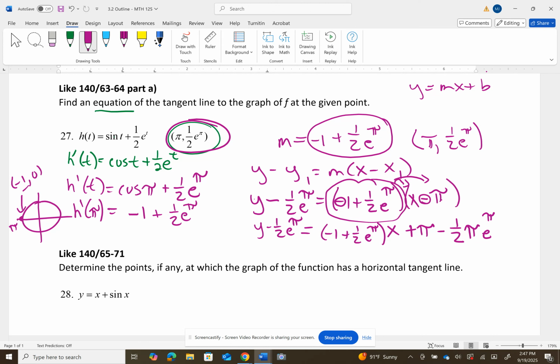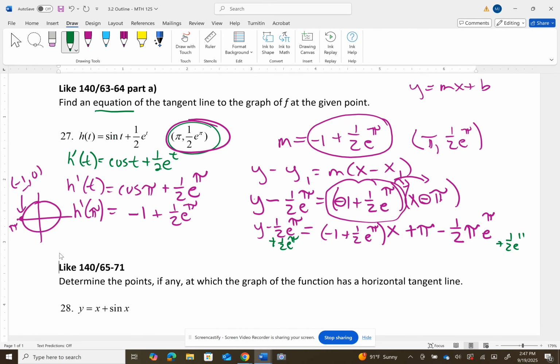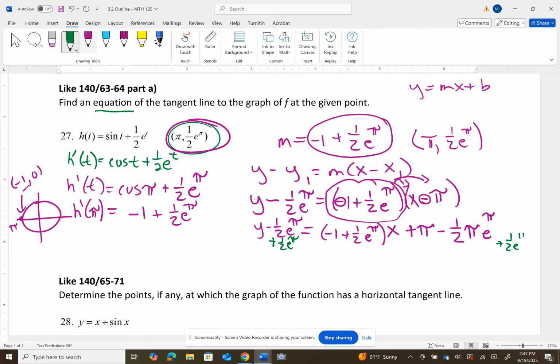All right, and then I'm going to add positive 1/2 e to the pi to both sides. Somewhere over here, add 1/2 e to the pi. And I'm going to do that because I am working on getting it in y equals mx plus b form. So here's y equals the slope.